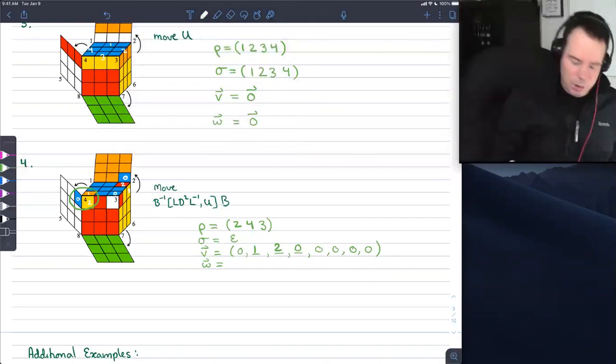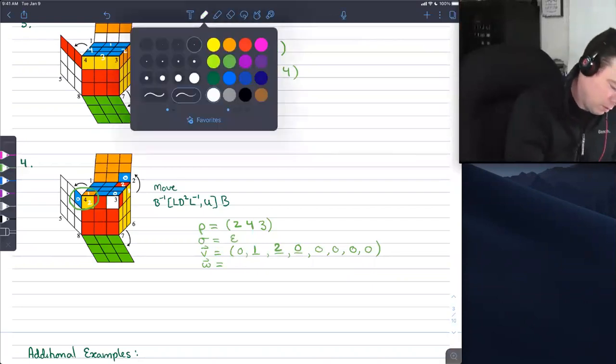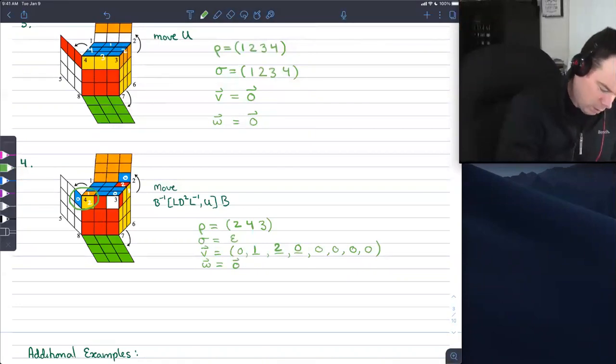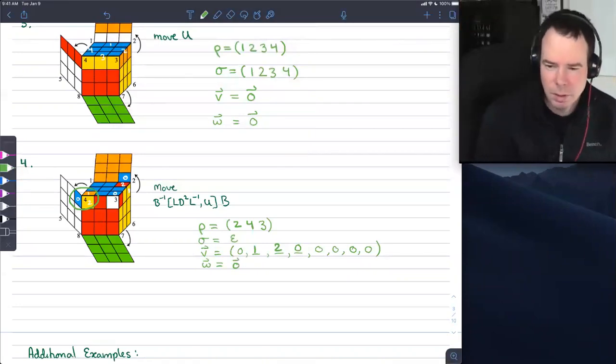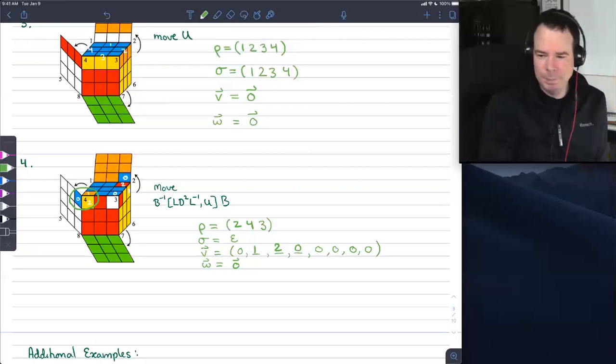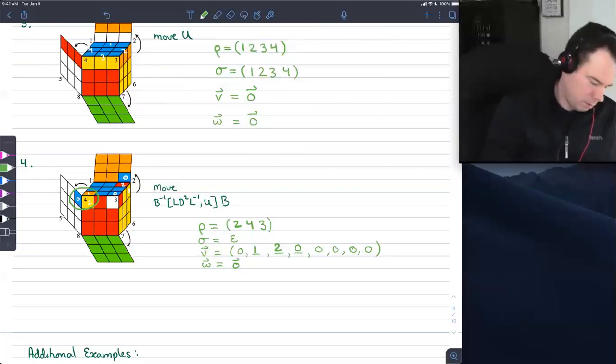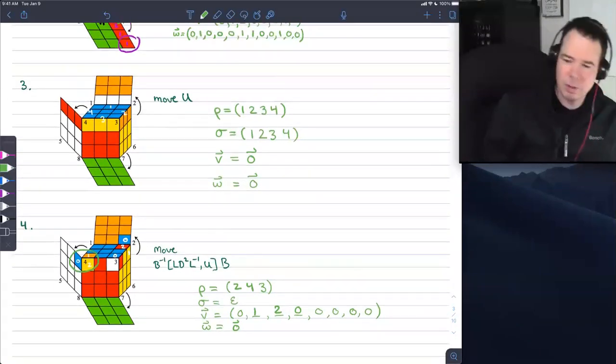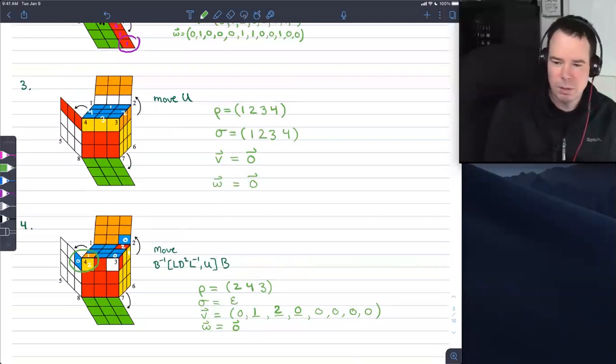And then what about the edges? Well, the edges haven't moved at all. Nothing's happened with the edges. So this is still just a 0 vector. None of the edges have been flipped. So there are some examples of how we can compute these position vectors.